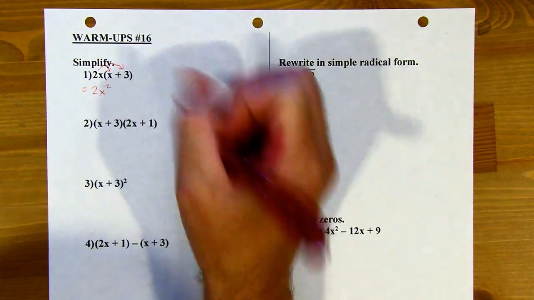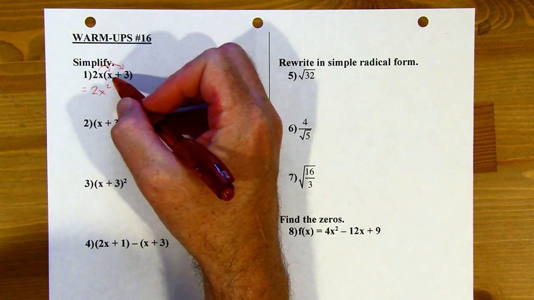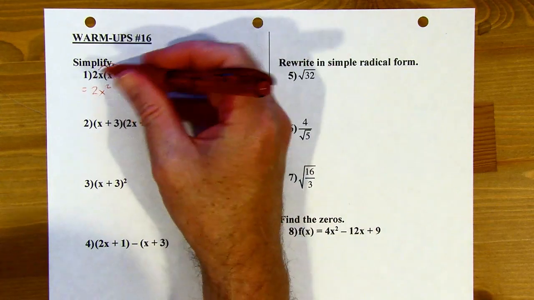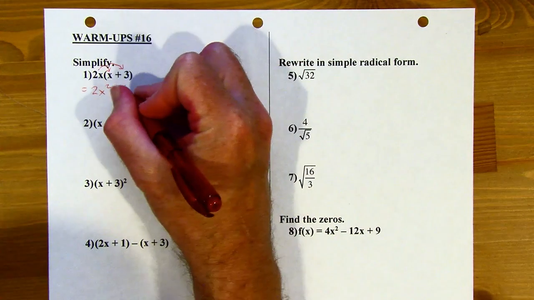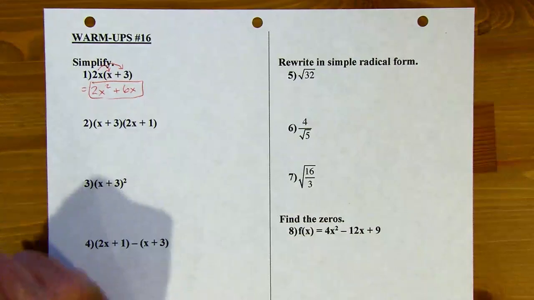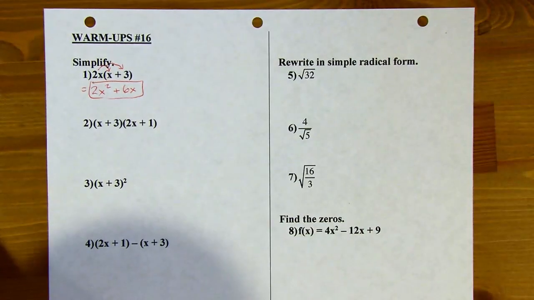Sometimes I see people write that as 3x, but that would be if you had 2x plus x, right? 2x times x is 2x squared. 2x times 3 is 6x. And it's simplified, right? If you can write it without parentheses and combine like terms, that's simplified.